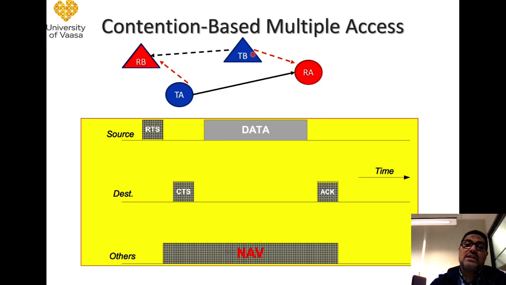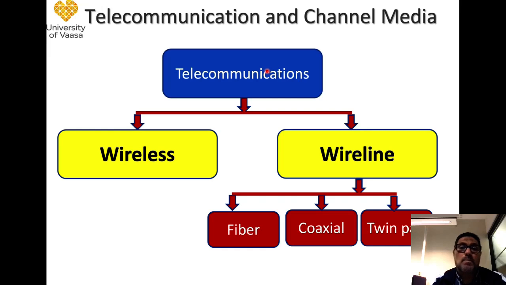Okay, so this type of or similar type of protocols are widely used when we don't have a base station, like in sensor networks. For example, we have some kind of contention-based protocols in Zigbee networks, and also in the 802.11 protocol, which is called Wi-Fi.